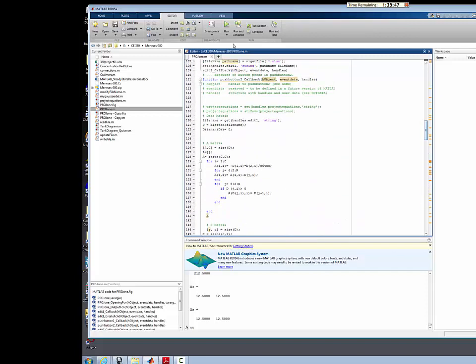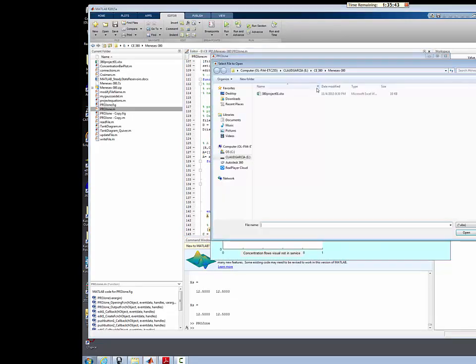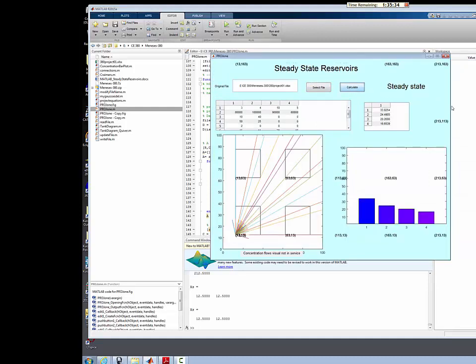So we will run the GUI. We select the file, calculate, and here we go. Our example is at steady state. Here are our concentrations for each tank, tank 1, 2, 3, and 4. This is our data. And this is our bar plot. The highest concentration is in tank 1, and it's decreasing.